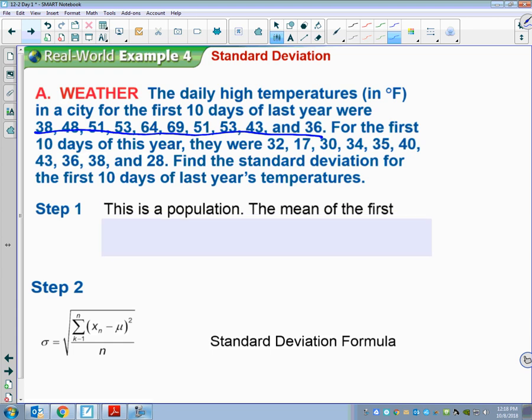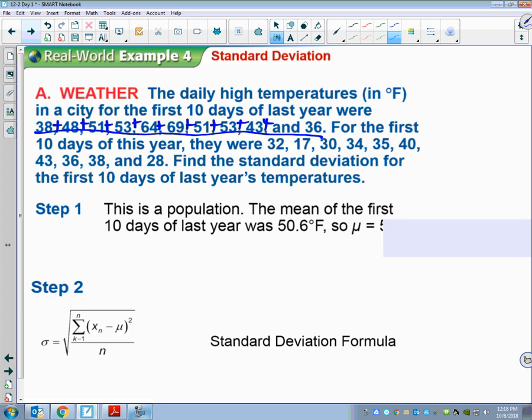So that's a population. And if I was going to find the mean of this, what would I do? I would add these numbers up, and I would divide by 10. And it's supposed to be 50.6. That is my mean. Or for standard deviation, we're going to say that is my mu.